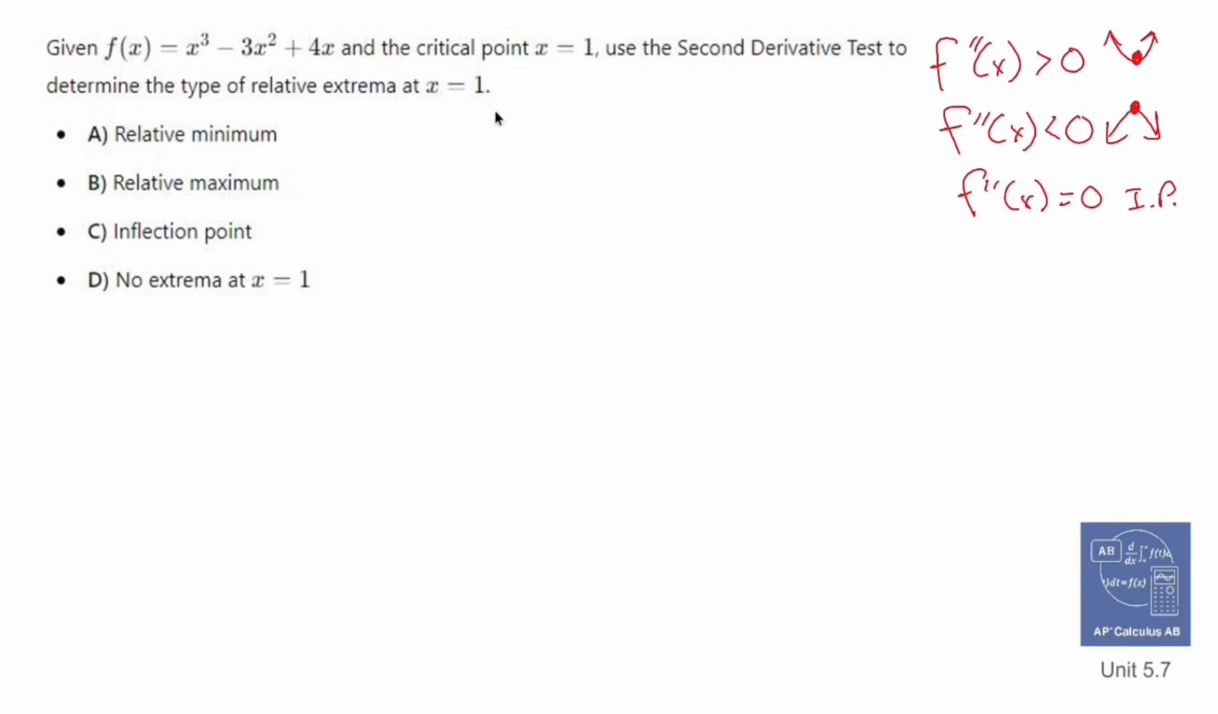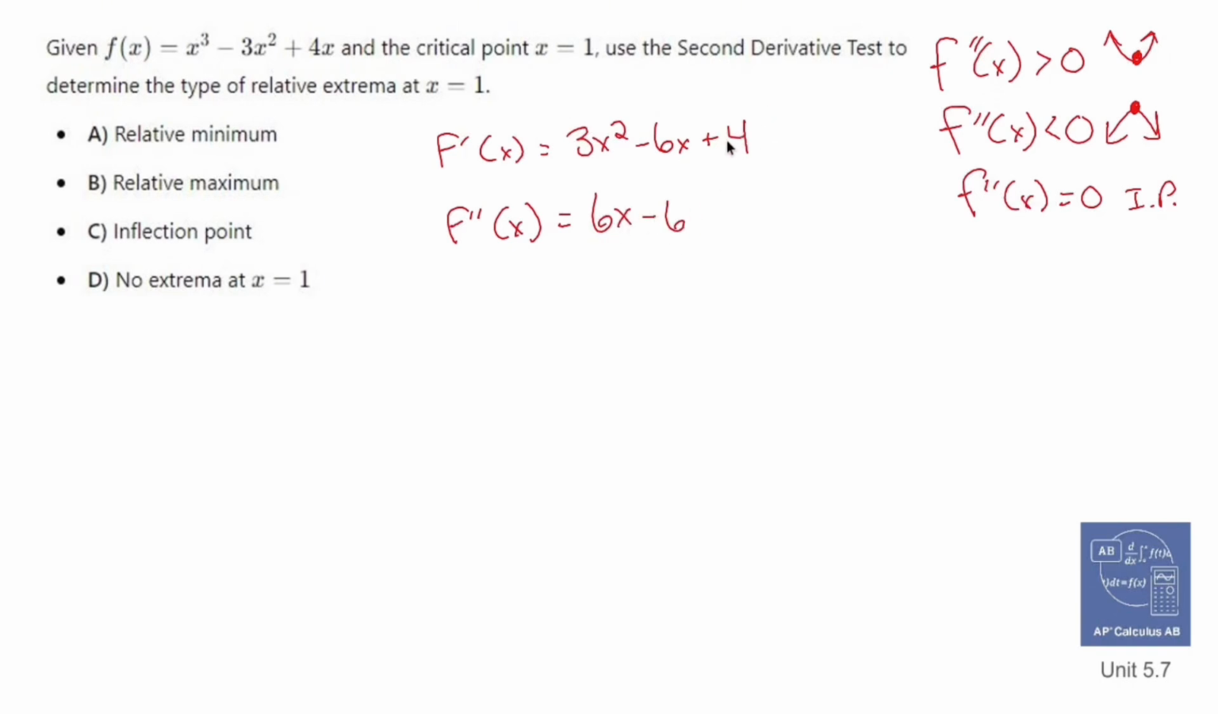Okay? So, what we have to do is we have to take the second derivative. So f prime of x is going to involve us using the first derivative. So that's power rule once and power rule twice and power rule 3 times. F double prime of x is going to be 6x minus 6.